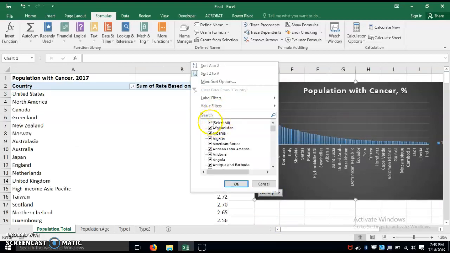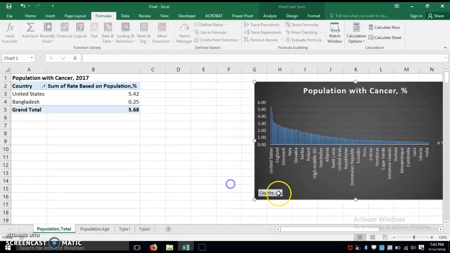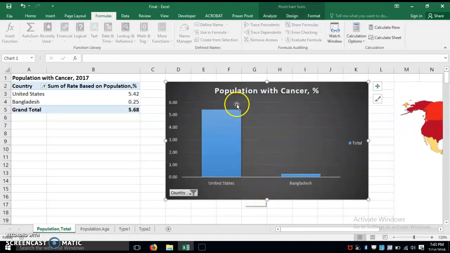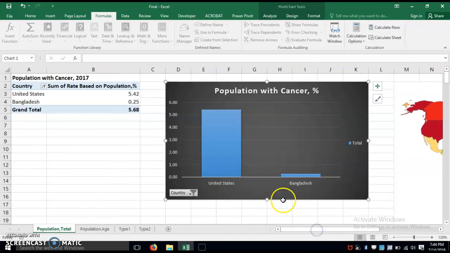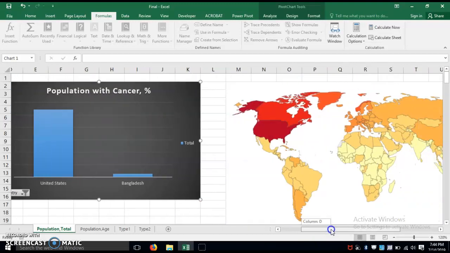I like to use columns because it gives you a visual perspective of the information. Let's say the United States and Bangladesh. So you see that's the difference, 5.42% and 0.25. Obviously Bangladesh has a lower population, but still, based on the population, the rate of cancer is much lower compared to the United States.